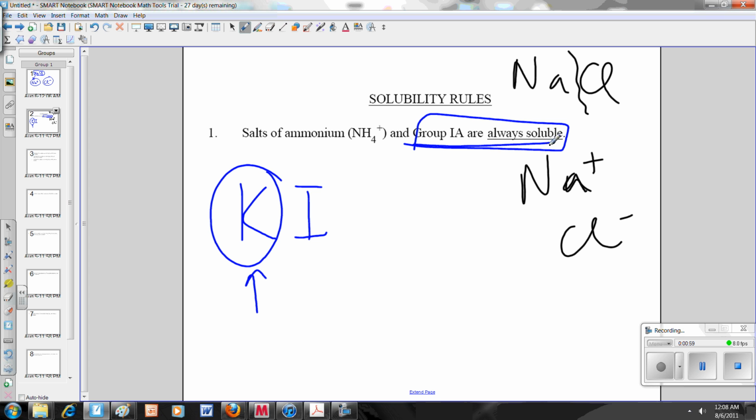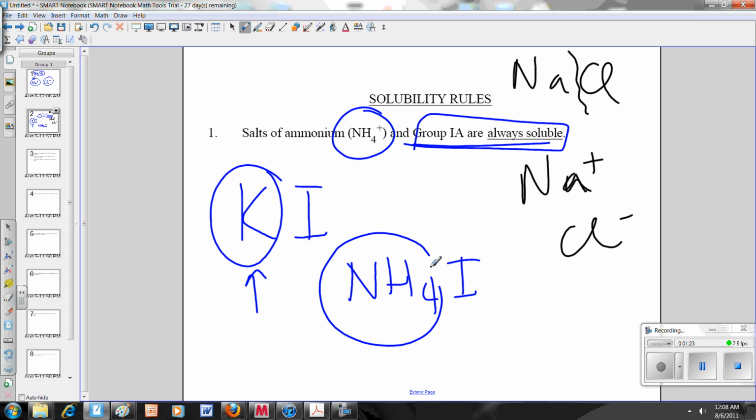If you look at the periodic table, the leftmost group is the group 1 metals, 1A metals. So any compound that has a group 1 metal to start, or the ammonium ion, NH4, is always soluble, always. So for example, NH4I, an ionic compound: the fact that it has NH4 in the front means it's always soluble according to these rules.